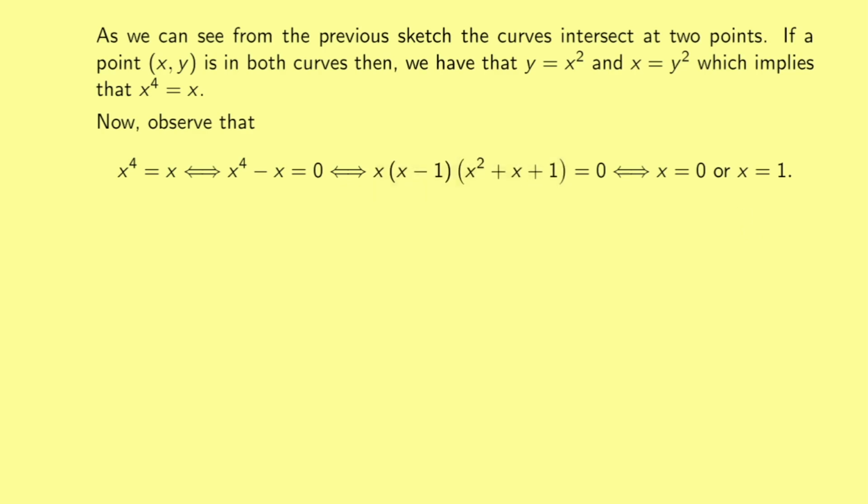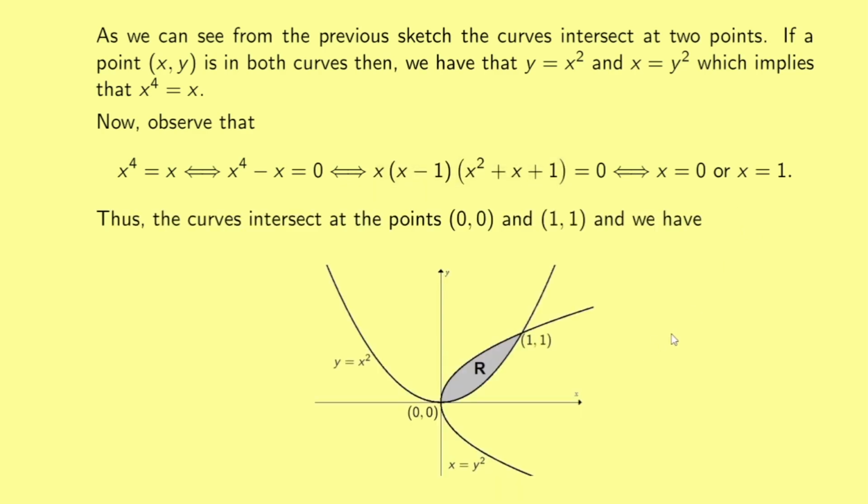So the points at which the curves intersect are 0, 0, because the points must satisfy, for example, y equals x squared. If we take x equals 0, we get y equals 0, so 0, 0. And if we take x equals 1, we get y equals 1. So the points at which the curves intersect are 0, 0 and 1, 1.